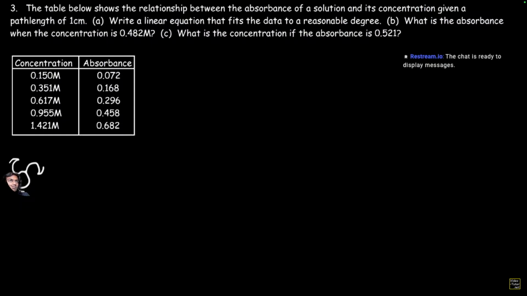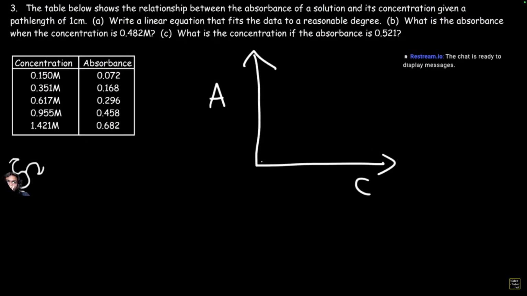Number 3. The table below shows the relationship between the absorbance of a solution and its concentration given a path length of 1 centimeter. Write a linear equation that fits the data to a reasonable degree. So if you were to make a plot between the absorbance and the concentration, you should get a straight line graph that looks like this.